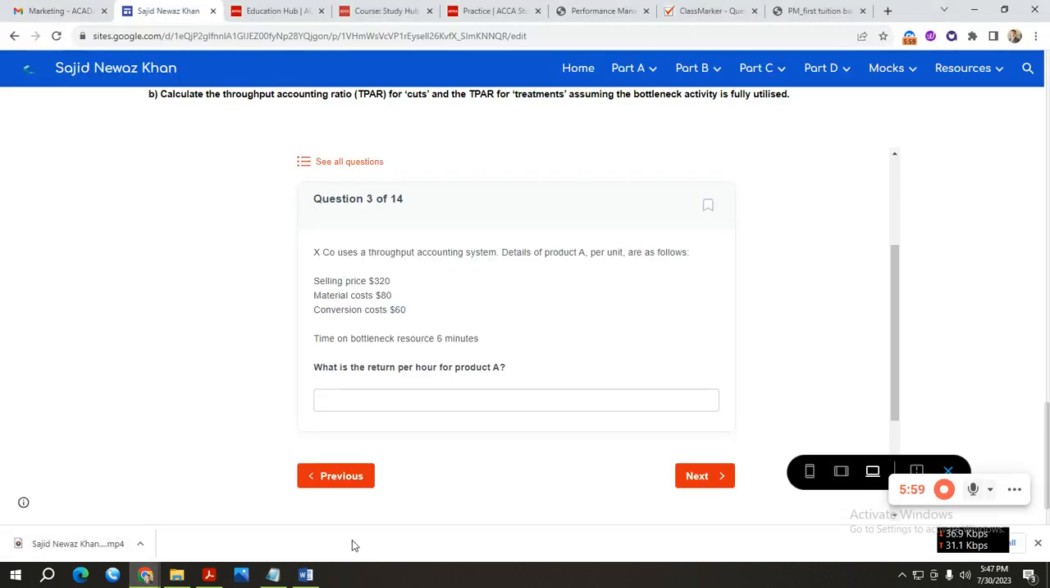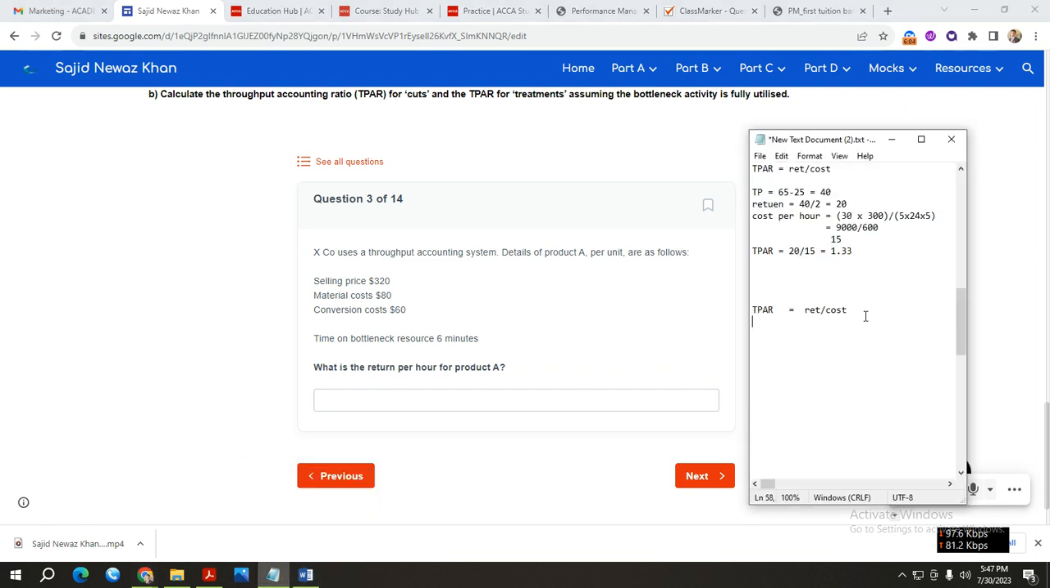Let's go back. For this return per hour, the first thing we need is our throughput. So what is our throughput? Our throughput is selling price minus my material cost, which is 80. So that's about 240. And for return, how long does it take for me to make this much money? If you look at this, it takes 6 minutes to make this product. So how much do we make every hour?